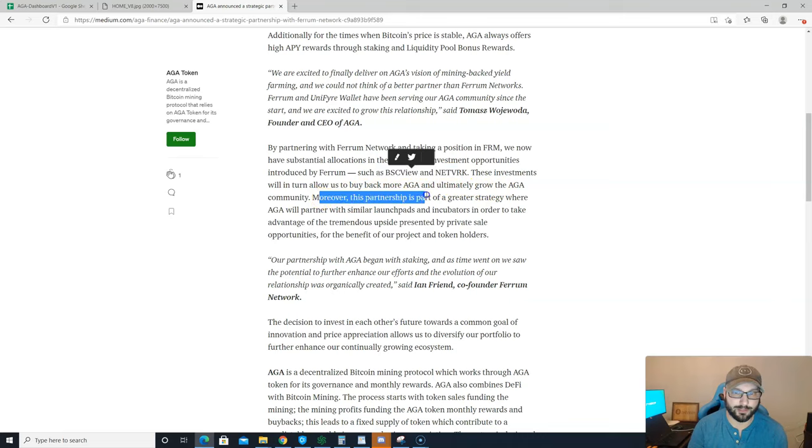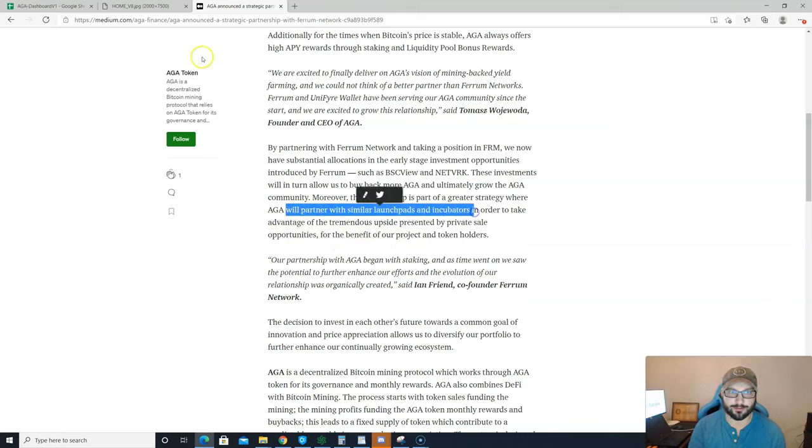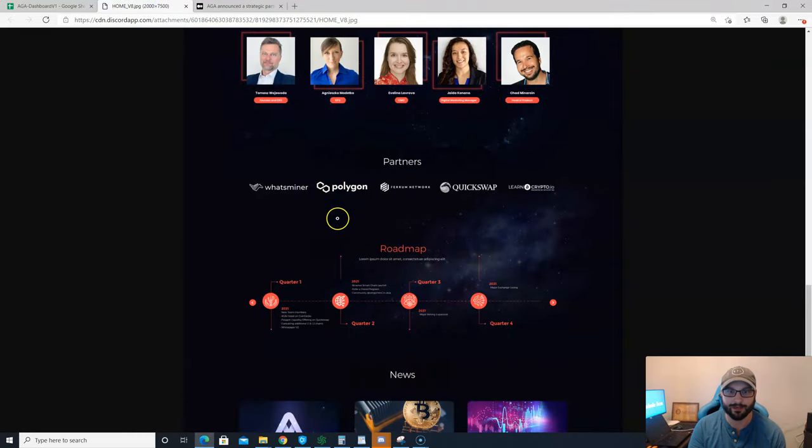Moreover, this partnership is part of a greater strategy where AGA will partner with similar launch pads and incubators in order to take advantage of the tremendous upside presented by pre-sale opportunities for the benefit of our project and our token holders. Did you hear what they said there? We'll partner with similar launch pads and incubators. Maybe that's where Polygon comes into play. Maybe that's where QuickSwap comes into play.